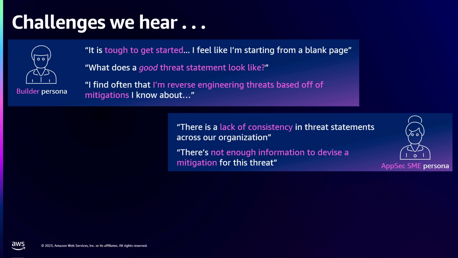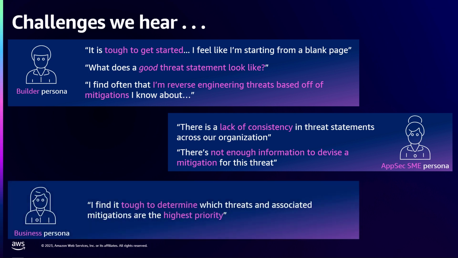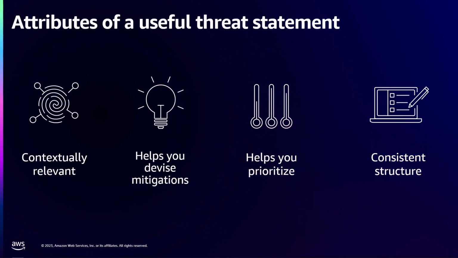Next, we have our application security SME. These are generally the people that are reviewing threat models. And the feedback we hear from them is there's a lack of consistency in the threat models that they're getting across the organization, which really hinders comprehension. Secondly, they find that the information provided doesn't give enough detail to help devise a solid mitigation. And then finally, we have our business persona. This is the person that owns the backlog of that team. They're not sure how to prioritize one threat and associated mitigations over another. So to start to address some of these challenges, let's ask ourselves, what is a useful threat statement?